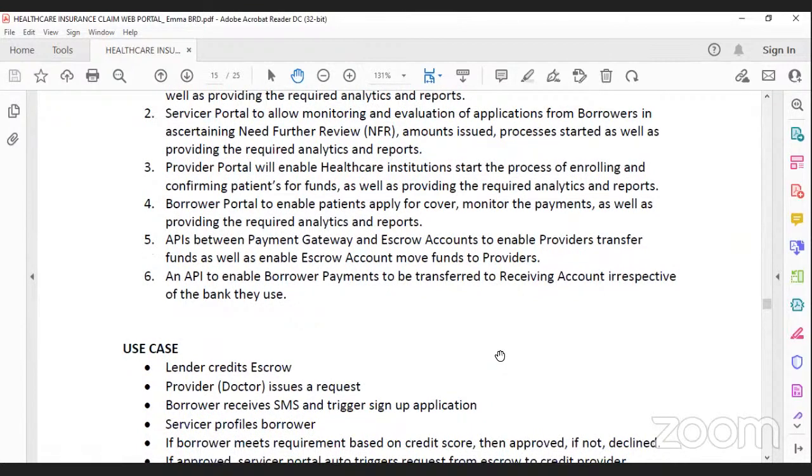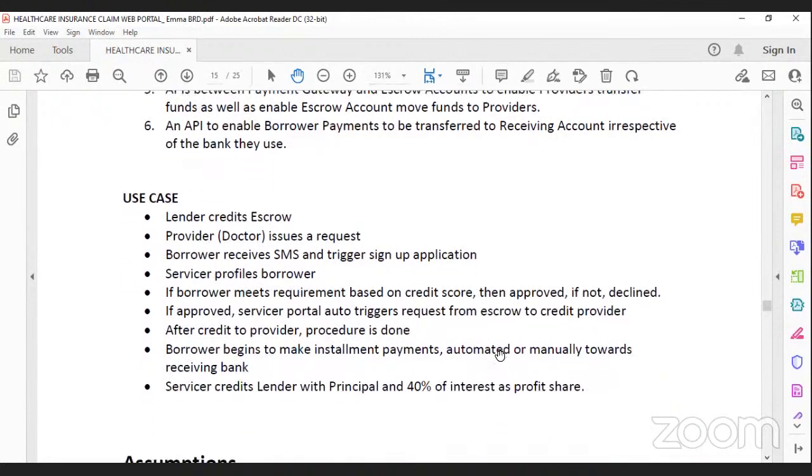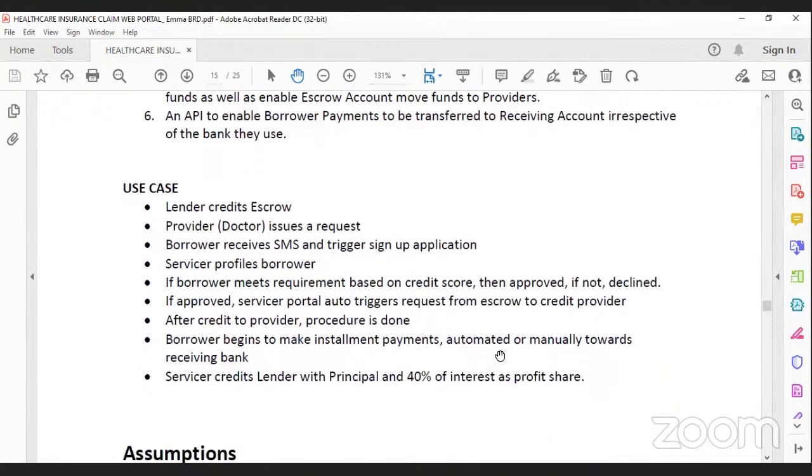Now, the APIs here are to help establish the payment gateways and then escrow accounts to enable providers to transfer funds, as well as move funds from the escrow account onto the providers. And then an API also will be created for the borrower for loan payments to be transferred to a receiving account irrespective of the bank they use. Now, there's a short use case to give the entire process in summary.